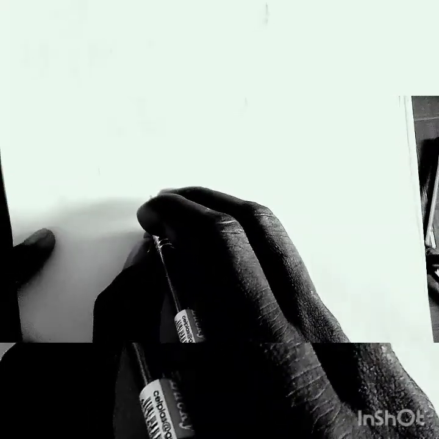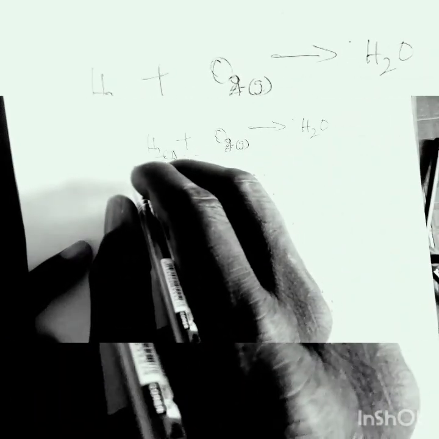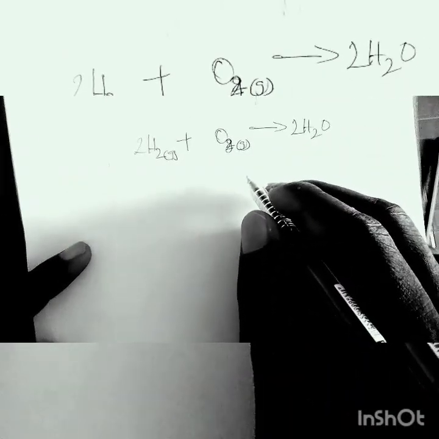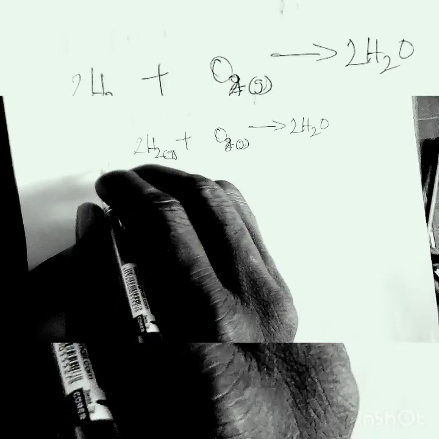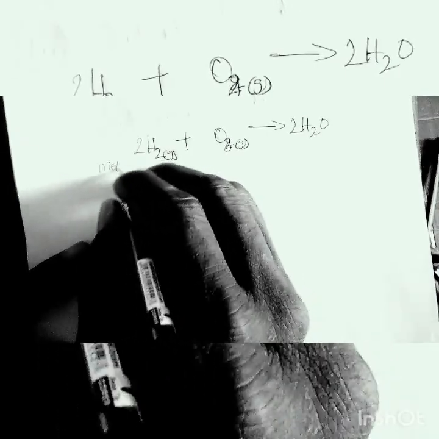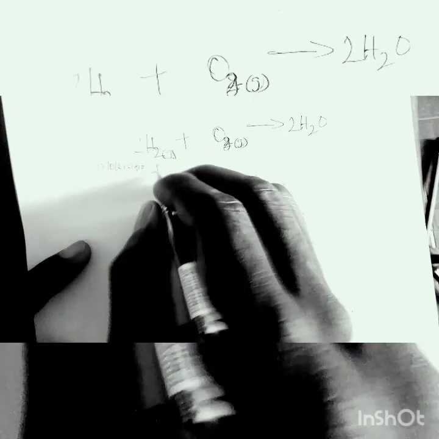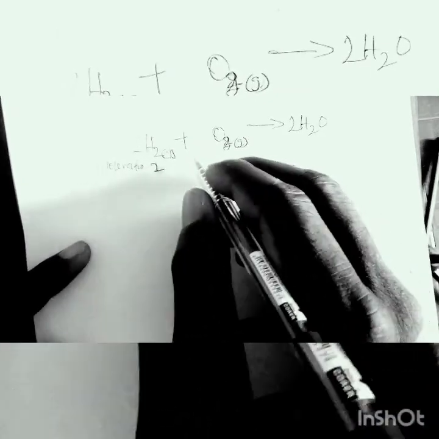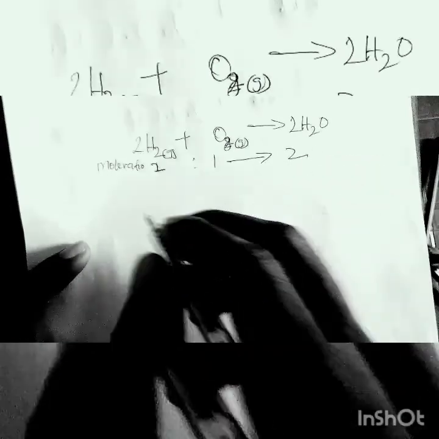The equation for this reaction is the reaction between H2 gas plus O2 gas to give rise to H2O. In balancing the equation, we are going to have 2 here. This one will take nothing, and this one will take 2 to balance the equation. That is to tell you that in this question, the mole ratio is 2:1 to give rise to 2 moles of this.